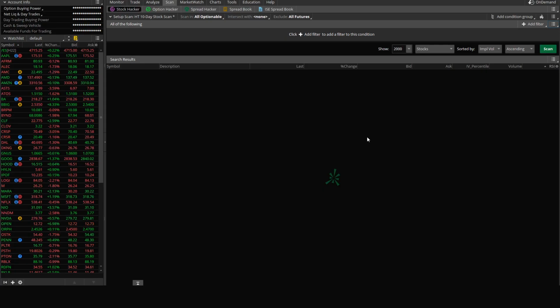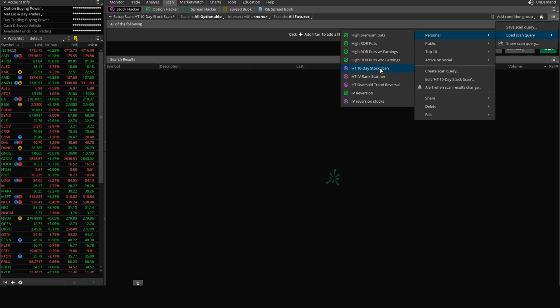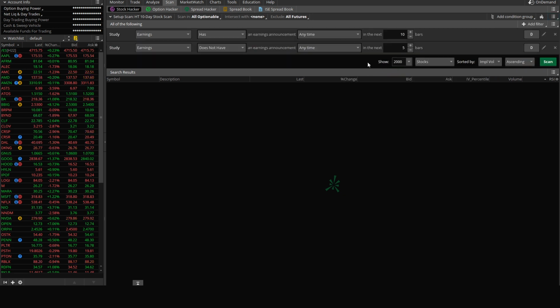So let's start with the first step of finding a stock with earnings that are not this week but next week. To do this, we've quickly built out a scanner that pulls up stocks with earnings in the next 10 days but not the next 5 days. We could put this in here by loading in the HT 10-day stock scan. And as you can see right there, we've got the 2 filters: within the next 10 days, but not within the next 5 days. So that'll give us stocks with earnings between 5 and 10 days from now.